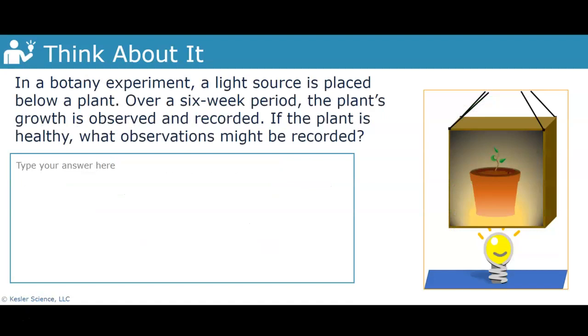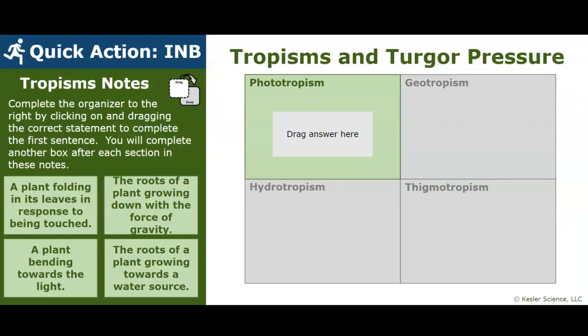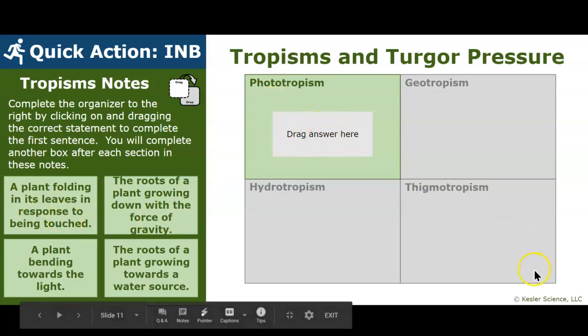In a botany experiment, a light source is placed below a plant. Over a 6-week period, the plant's growth is observed and recorded. If the plant is healthy, what observations might you see here? Now, you need to find the definition of phototropism here and drag it here.